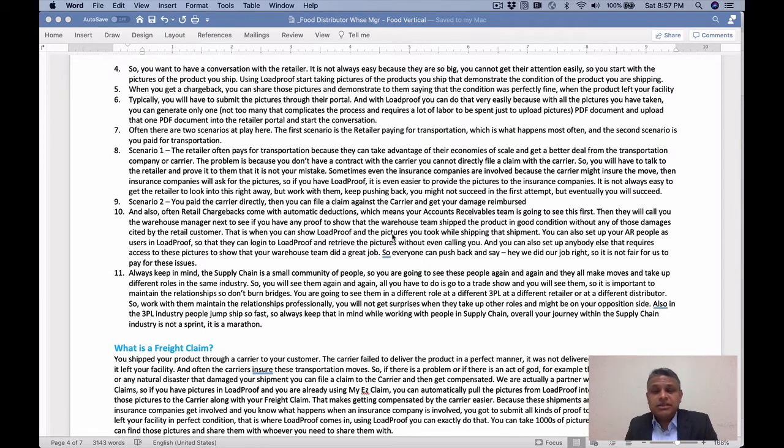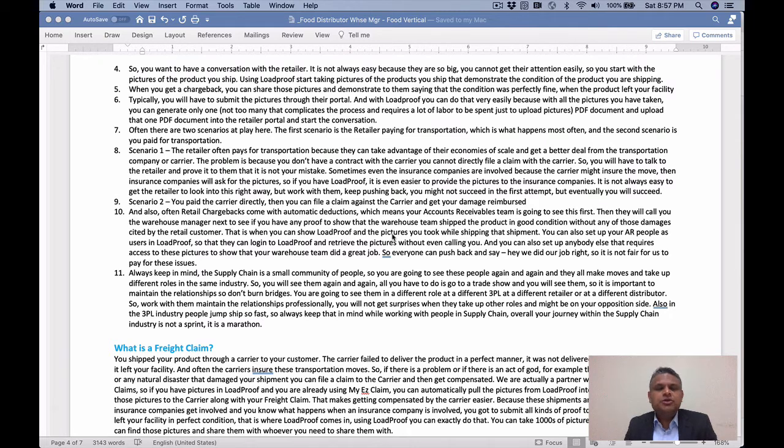And also sometimes, insurance companies get involved because the carrier might insure the move. The insurance companies will ask for the pictures. So if you have LoadProof, it's even easier to provide the pictures to the insurance companies, right? It's not always easy to get the retailer to look into this right away, but work with them, right? Keep pushing back. You might not succeed in the first attempt, but eventually you will succeed.